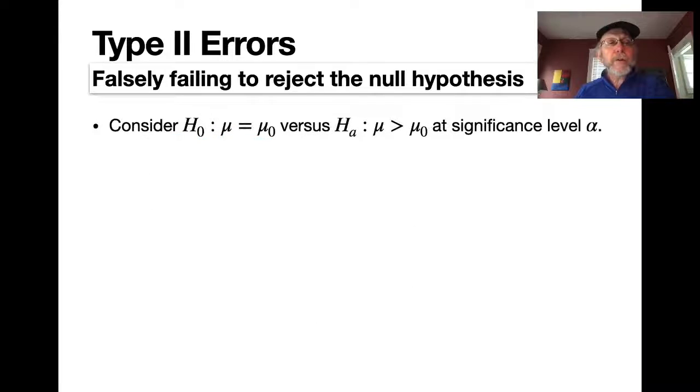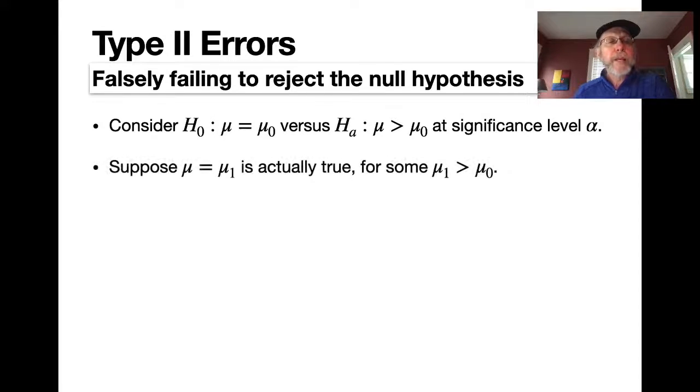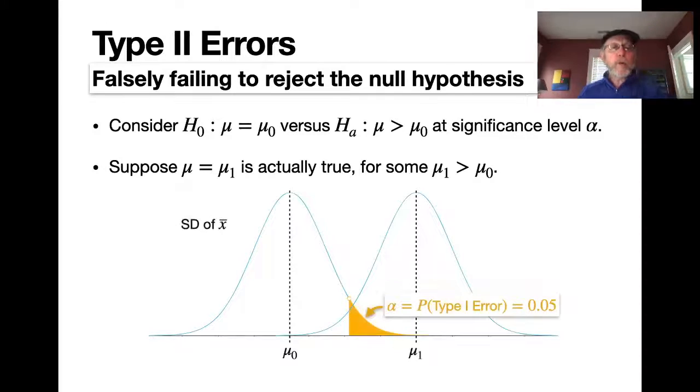So consider a significance test of the null hypothesis that mu equals mu0 versus the right-tailed alternative that mu is greater than mu0. Suppose that the alternative is actually true, and that in particular the true mean is equal to some value mu1, which is greater than mu0. So I'm drawing a little picture of that situation here.